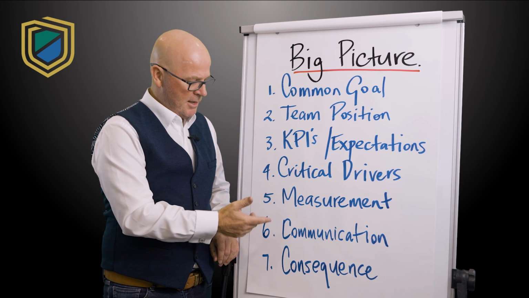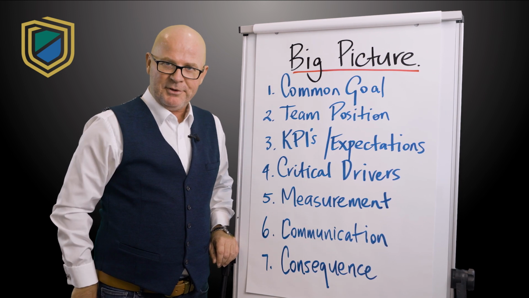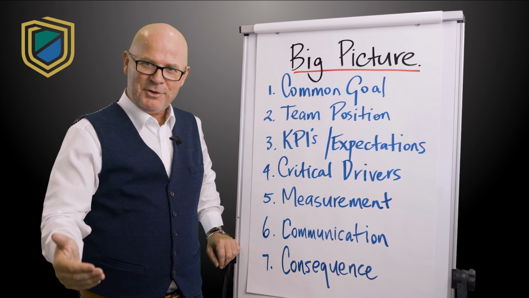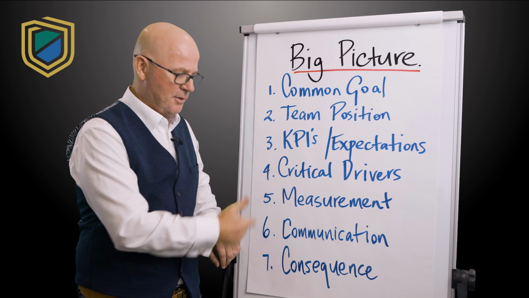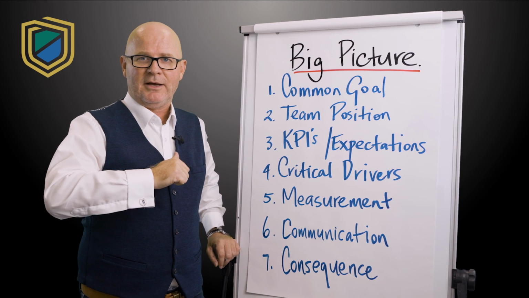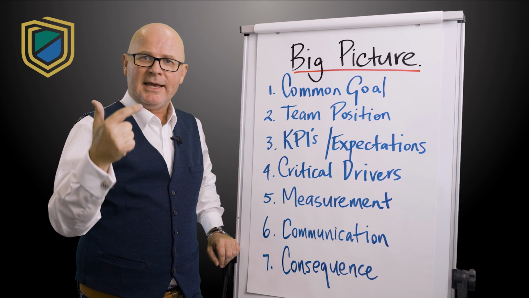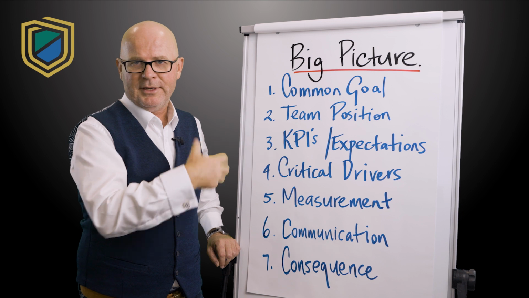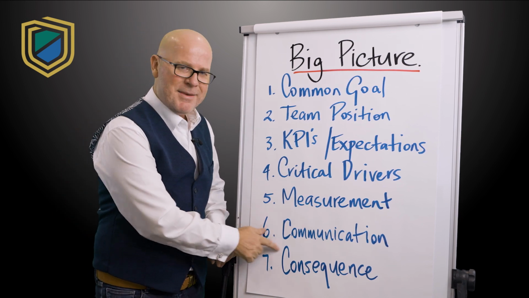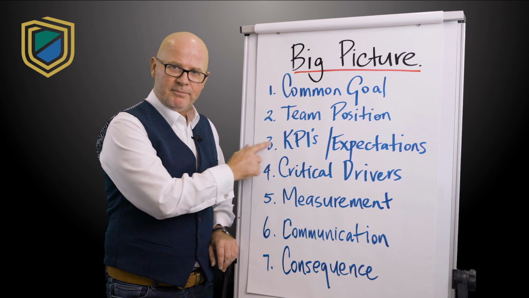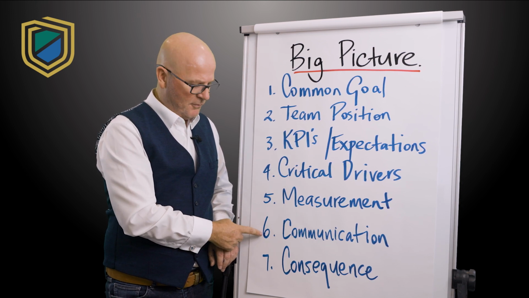Number 6 is communication. This is talking about how we're going to communicate the results with the person or the position. What's the level of frequency that we're going to have that communication? How's it going to come? Via email, in person, through a CRM system? What's the method that's going to come down the pipe so that the person knows how they're performing?